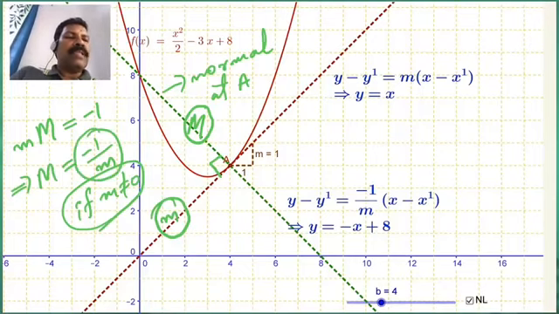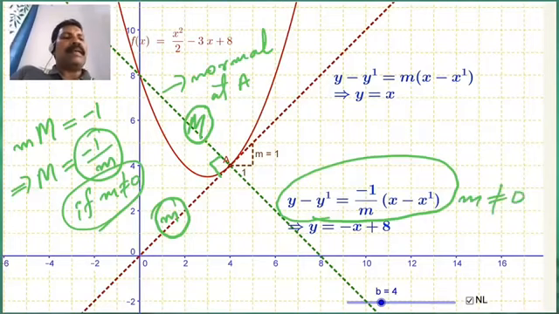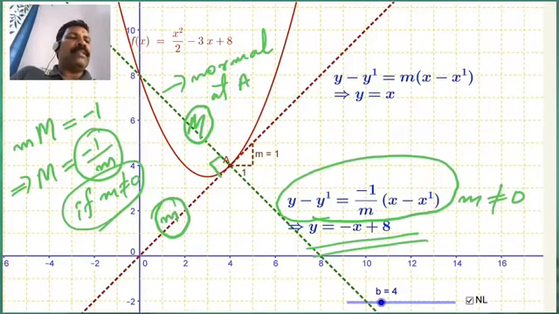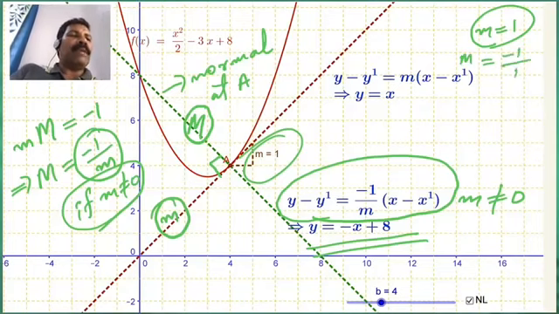Where m is a non-zero quantity. Then using the point-slope form, we can write the equation of the normal like this: y minus y1 is equal to -1 by m into x minus x1. Then we can simplify to get this equation. How to simplify? That's very simple. You see here m is equal to 1 only. We can find it using calculus that we learned already. And here then capital M will be -1 by 1, that is equal to -1.